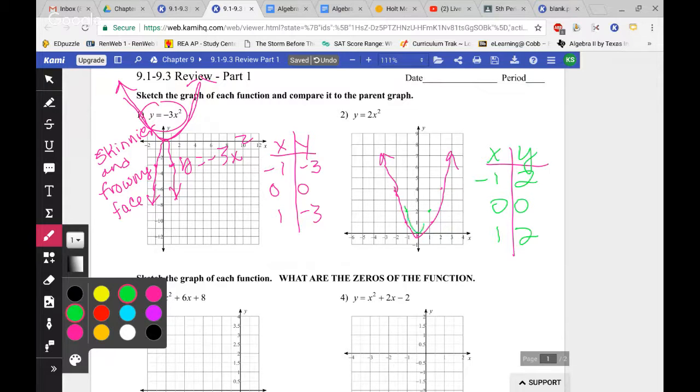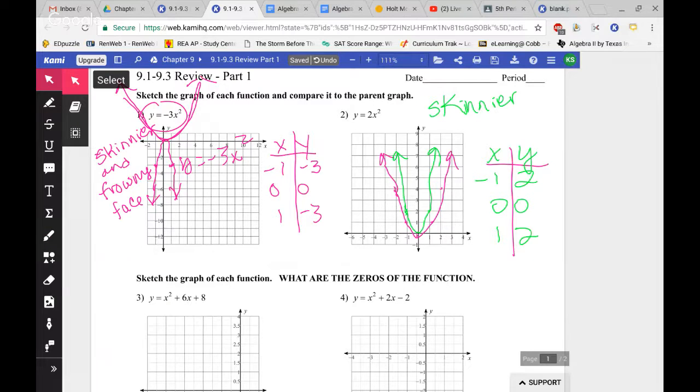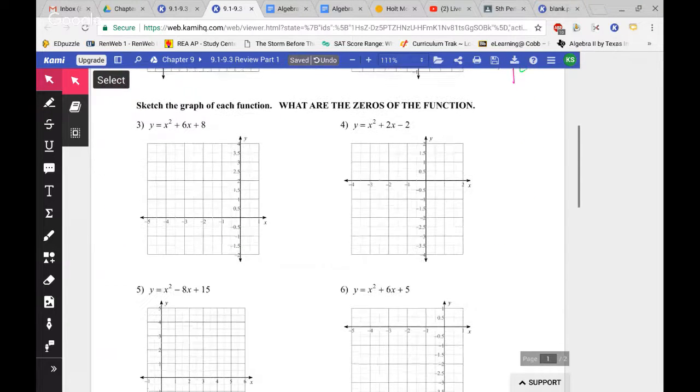So it's going to be skinnier too. But this one's a happy face. So you would either draw the graph or write words to me. So skinnier, and it's a smiley face. But really, the only thing that's really different from the parent graph on this one is the fact that it's skinnier. Do those make sense to you? Yes. Okay. And also, don't forget, you can always use a graphing calculator. Are you comfortable with using the graphing calculator? Yes, I am. Okay, great.